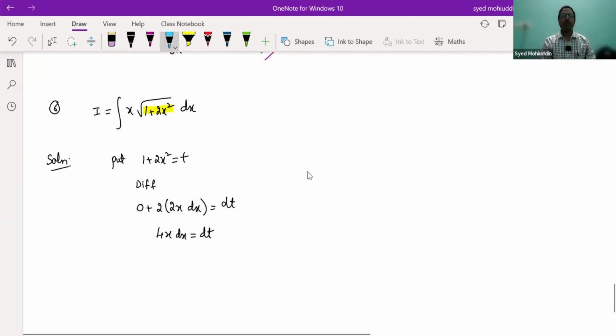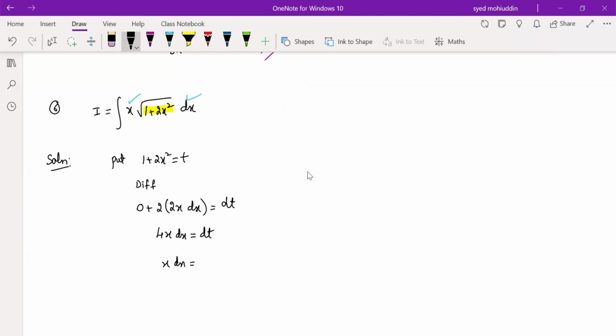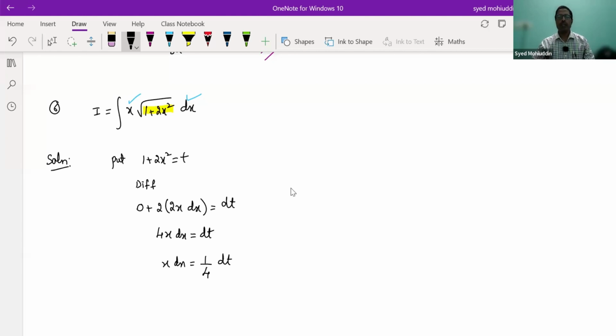But if you observe over here, you don't have 4. You just have x into dx. So it is better you try to remove that 4. So send that 4 to the other side. If you cross multiply, you'll get 1 by 4 into dt. Now plug this value back into the given integral.